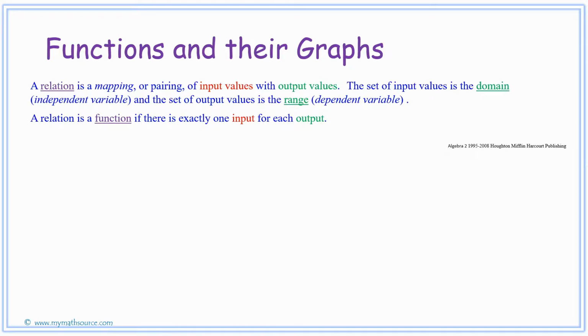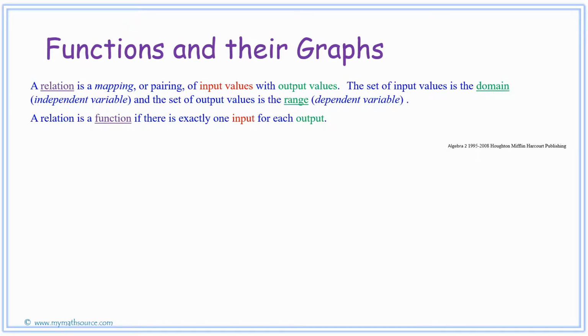Now, a relation is a mapping or pairing of input values with output values. The set of input values, we call the domain or the independent variable. And as you will see, that's going to be represented by x values. And then we have the set of output values, which we will call the range, or our dependent variable. So our independent variable is the domain, the input values, and our output values, or the range, is also known as the dependent variable.